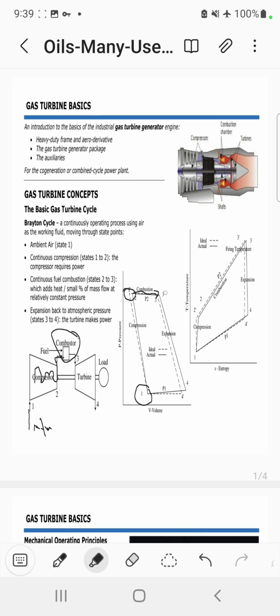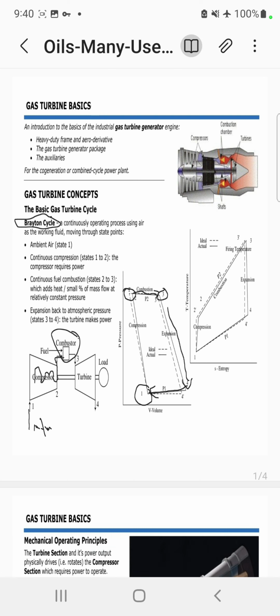Here from the turbine, it is stage 3. From the turbine up to the load, this we call the expansion. What does it mean? It means expansion back to atmospheric pressure, states from 3 to 4. The turbine makes power. So again, it comes back to the same cycle. That's what we call the Brayton cycle.